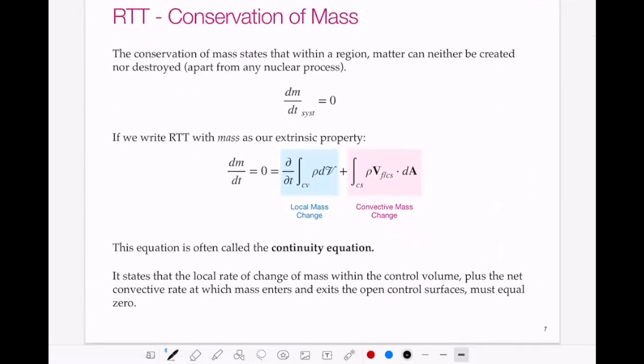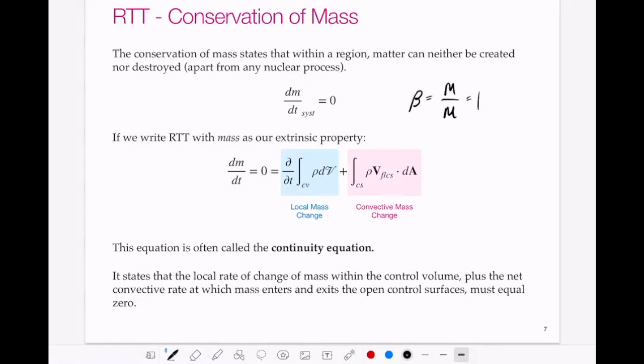So we did talk quickly about the conservation of mass. The conservation of mass was when we set our beta term. We said beta is equal to mass over mass, which is equal to 1. So if we rewrite our Reynolds transport theorem, we see that the beta term is just 1.